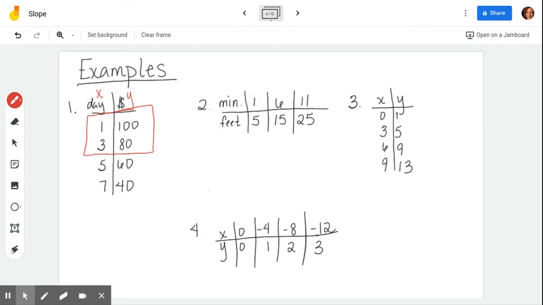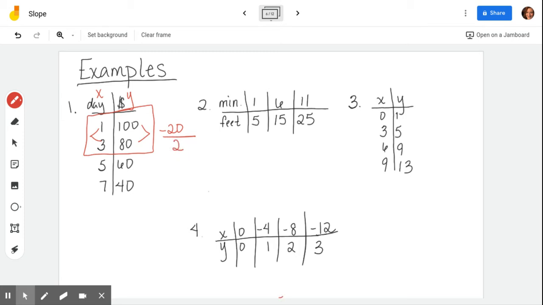To get from 100 to 80, that's 20 moves, but it's going in a negative direction, right? You're losing money. You're falling in a negative direction. So I'm going to put -20 for my top number. On the bottom, to get from 1 to 3, I'm increasing by 2, so that's a +2 on top.